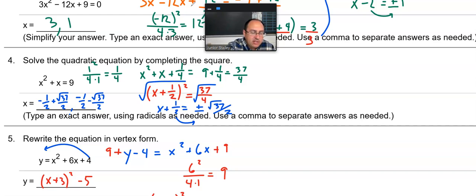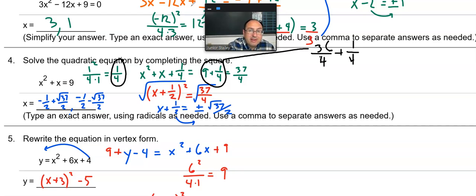Solve the quadratic equation by completing the square. All right, so the 9's already moved over. All right, that's nice. B squared, that's 1 squared over 4 times 1. Ooh, that's ugly. Adding 1/4 to both sides. Got to show you a little trick here. 1/4, right? So that's like 36/4 plus 1/4.